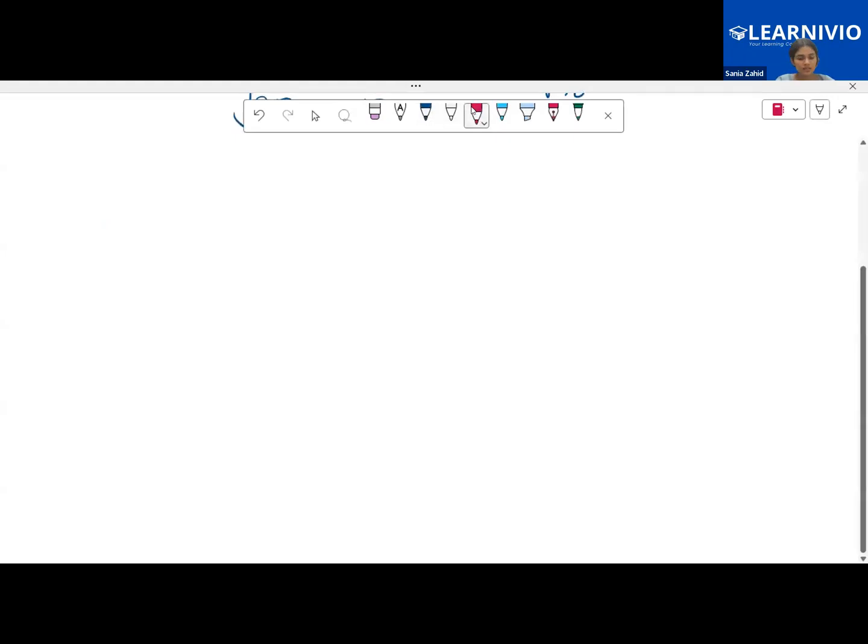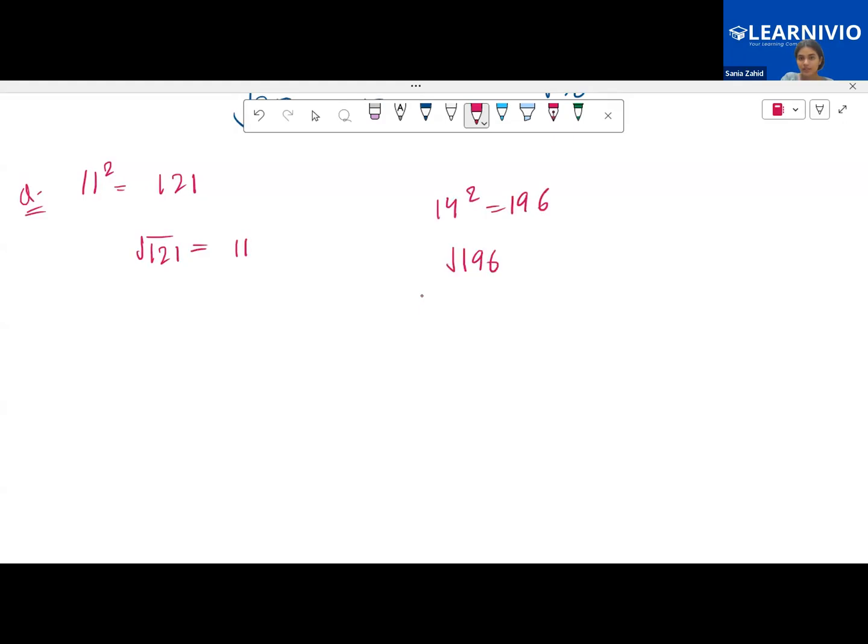Now, what do we have next? Finding square roots. So how do you find the square roots? Like, let's suppose you have 11 square is 121. Can you tell me what is the square root of 121? 11. Then if it is given 14 square is 196, what is the under root of 196? 14. Okay, so these are very simple questions, just concept building.